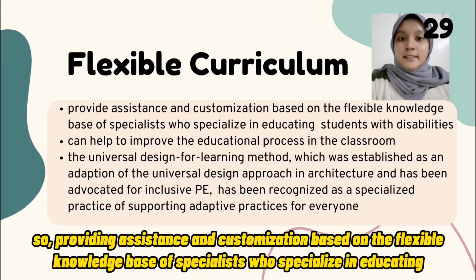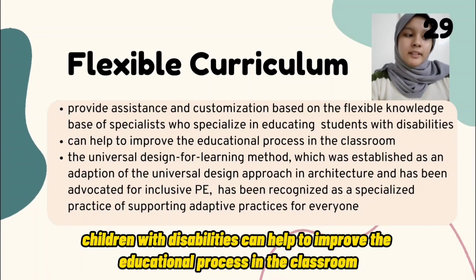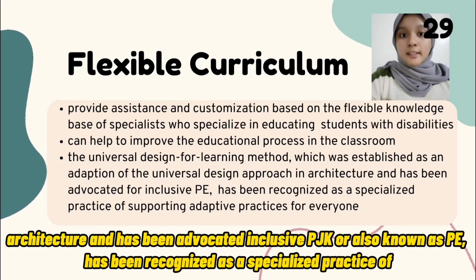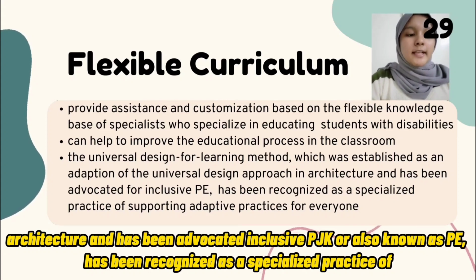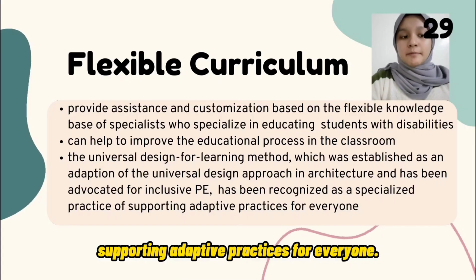So providing assistance and customization based on the flexible knowledge of specialists who specialize in educating children with disabilities can help improve the educational process in the classroom. The Universal Design for Learning method, which was established as an adaptation of the universal design approach in architecture, has been advocated for inclusive PJK, also known as PE, and has been recognized as a specialized practice of supporting adaptive practice for everyone.